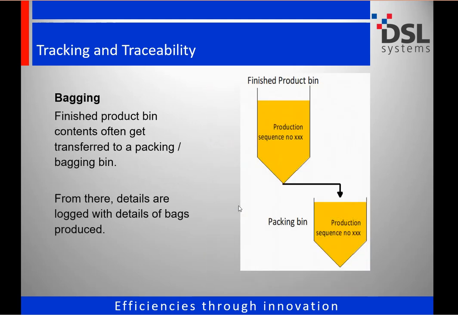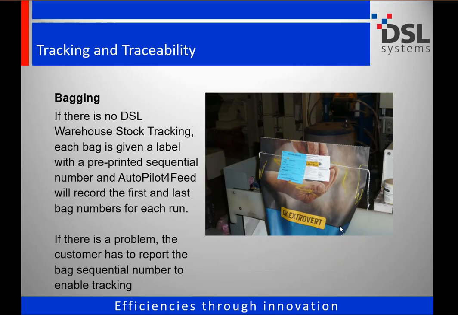When it comes to bagging a finished product, it's often transferred to a separate packing bin, and production run numbers are then stored with the bagging run. If you attach sequentially numbered labels to each bag, the operator has to record the first and last bag number for each bagging run, and therefore if there's a complaint about a particular bag, the customer only has to provide the bag's sequential number for you to work out which production run went into it.